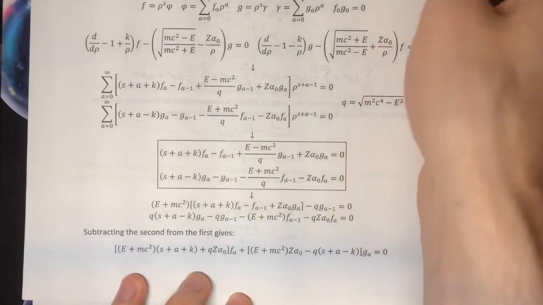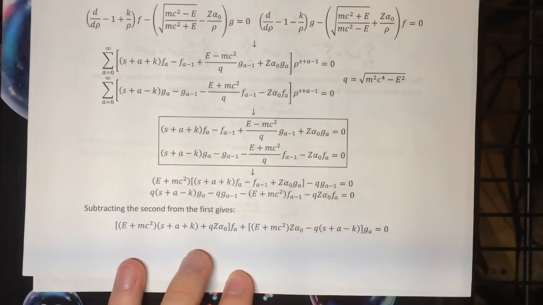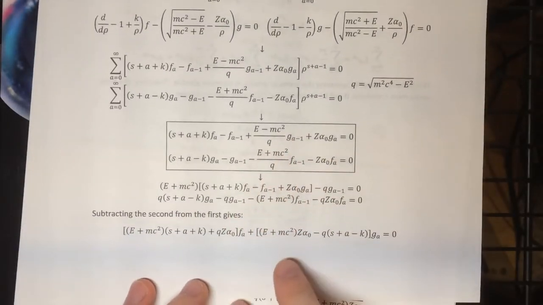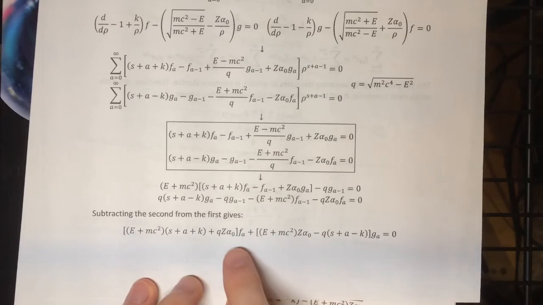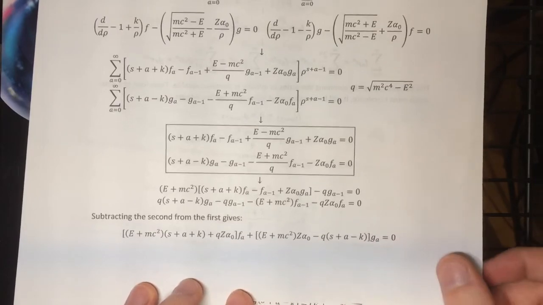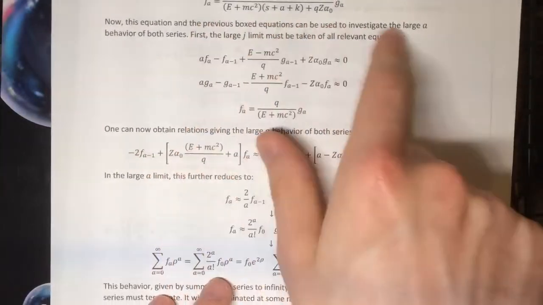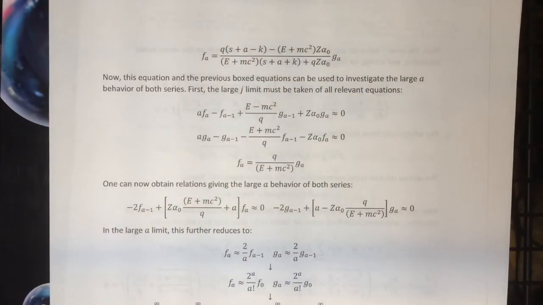So the next thing that we need to do is manipulate these a little bit. Ultimately, the goal is to manipulate these equations such that we get a relation between the f coefficients and the g coefficients. And it turns out they're actually proportional here. This result is quite important. Now this equation and the previous boxed equations can be used to investigate the large A behavior of both series.